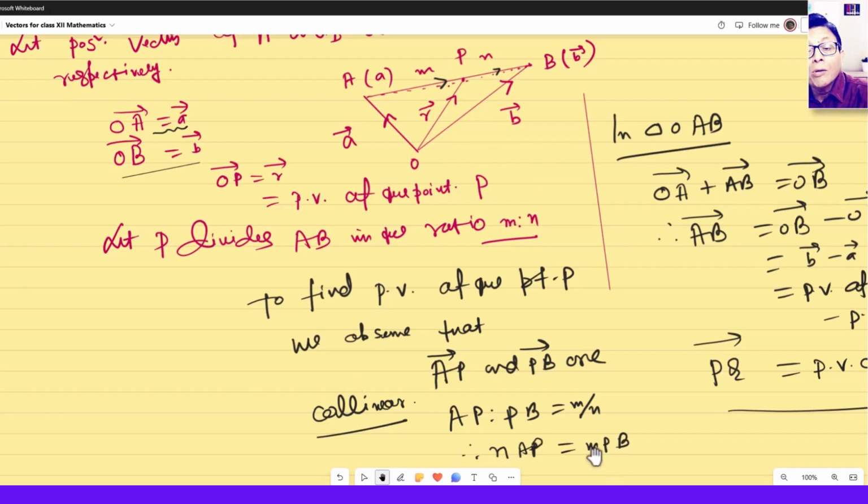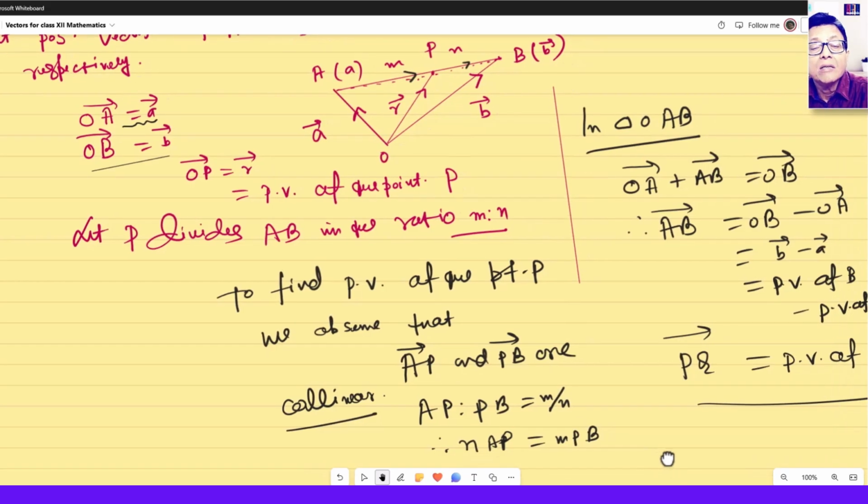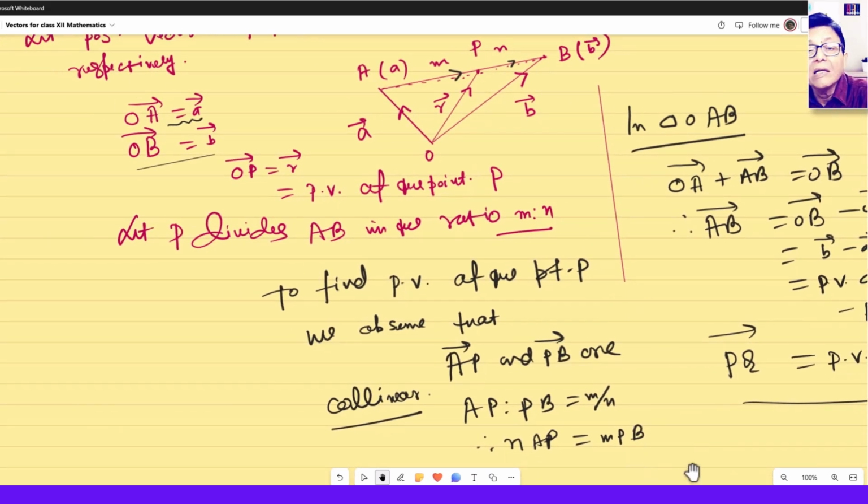But so far we have considered scalars only. AP and PB, these are two scalars. Can I put vector over there also? We can, because AP and PB have the same direction.